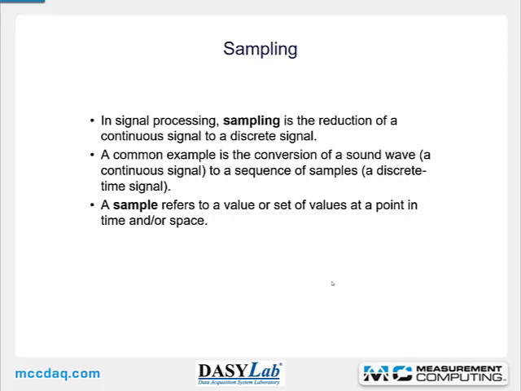So in signal processing, sampling is the reduction of a continuous signal to a discrete signal. The common example is the conversion of a sound wave to a sequence of samples. And sample can also refer to a value or a set of values at a point in time and or space. In DASYLab's context, it's usually at a point in time.